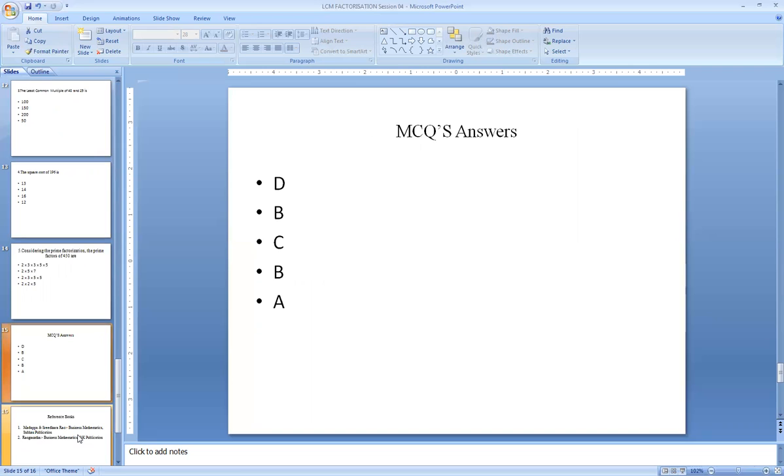So this is how we have learned the calculation of LCM under the factorization method.